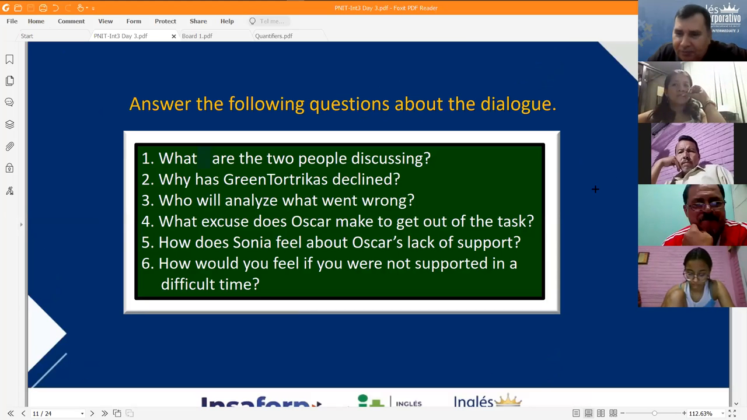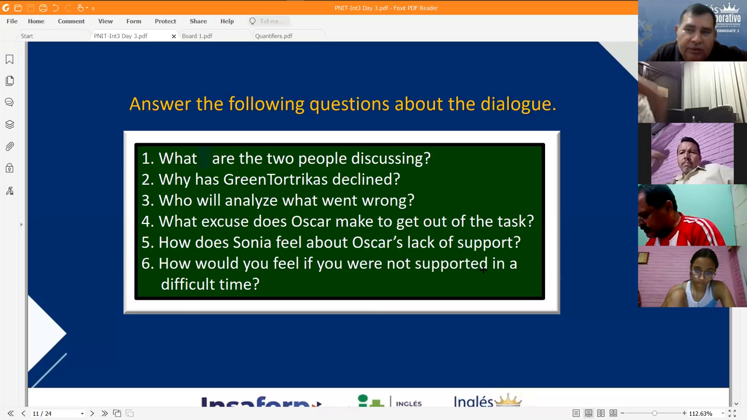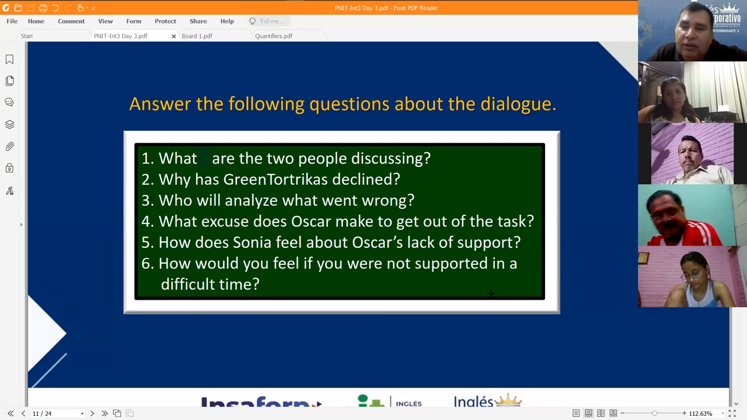Okay. So, what are the two people discussing? Has green tortricas declined? Who will analyze what went wrong? What excuses does Oscar make to get out of the task? How does Sonia feel about Oscar's lack of support? Because Oscar doesn't support her, right? How would you feel if you were not supported in a difficult time?